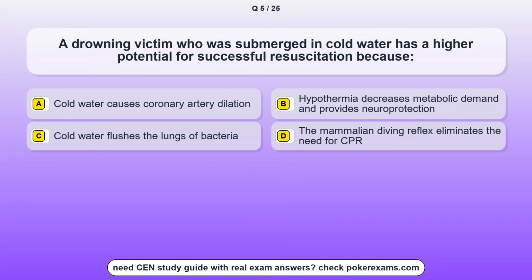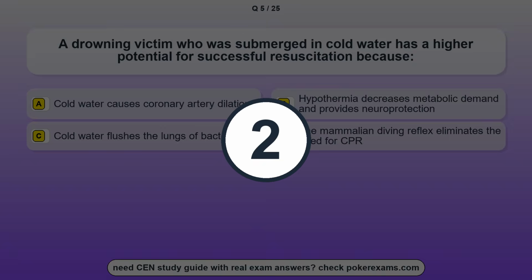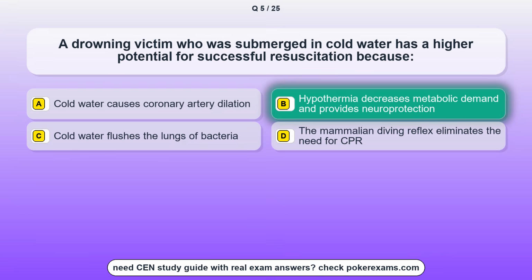Question 5. A drowning victim who was submerged in cold water has a higher potential for successful resuscitation because: Option A. Cold water causes coronary artery dilation. Option B. Hypothermia decreases metabolic demand and provides neuroprotection. Option C. Cold water flushes the lungs of bacteria. Option D. The mammalian diving reflex eliminates the need for CPR. The correct answer is option B. Hypothermia decreases metabolic demand and provides neuroprotection.